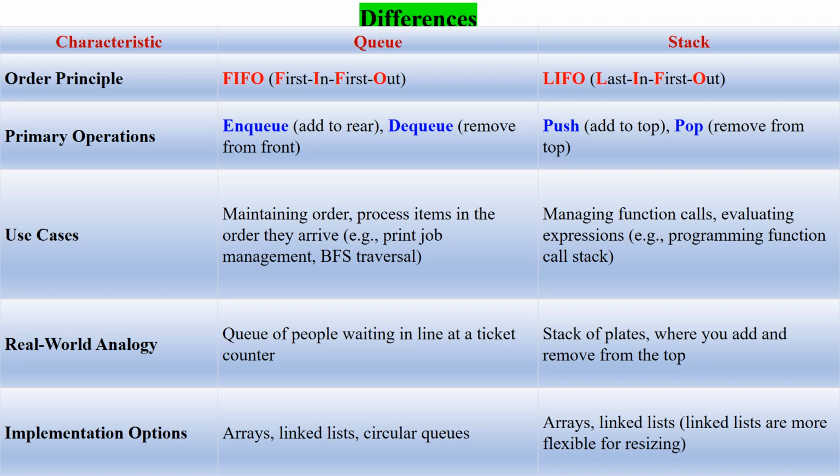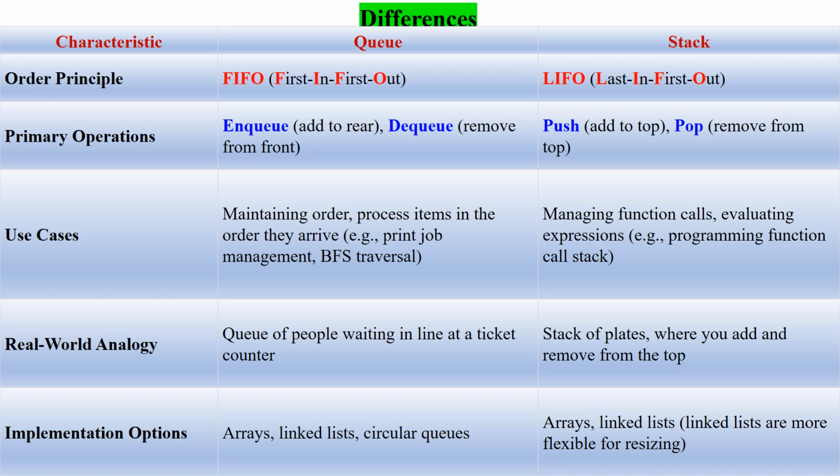Use cases. Queue: maintaining order. Process items in the order they arrive, for example, print job management, BFS breadth first traversal. In stack: managing function calls, evaluating expressions, for example, programming function call stack. In real-world analogy, in queue, people waiting in line at a ticket counter. In stack, a stack of plates, where you add and remove from the top.